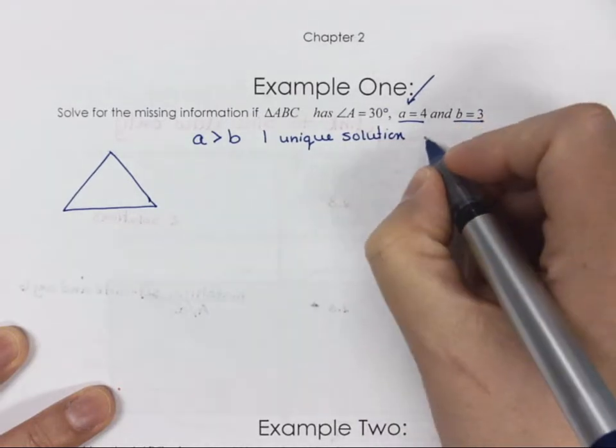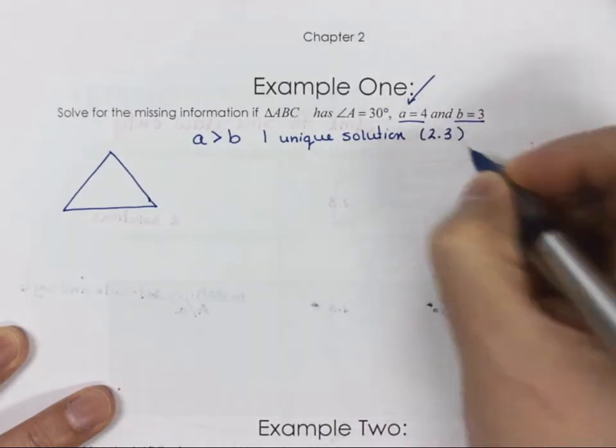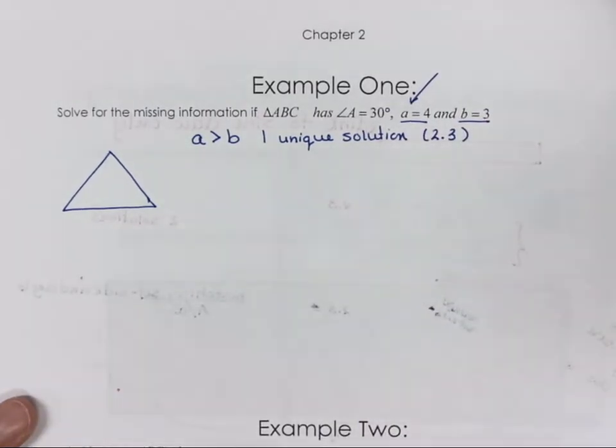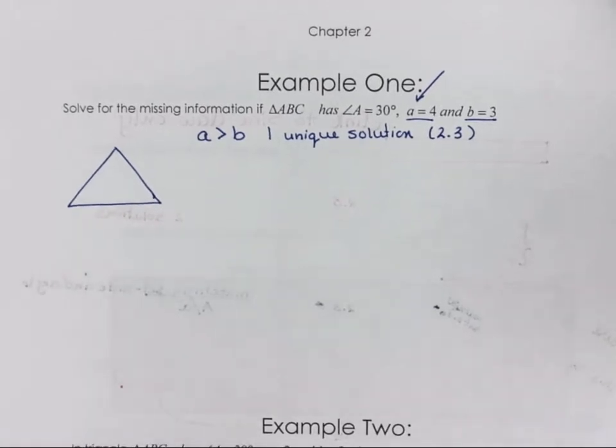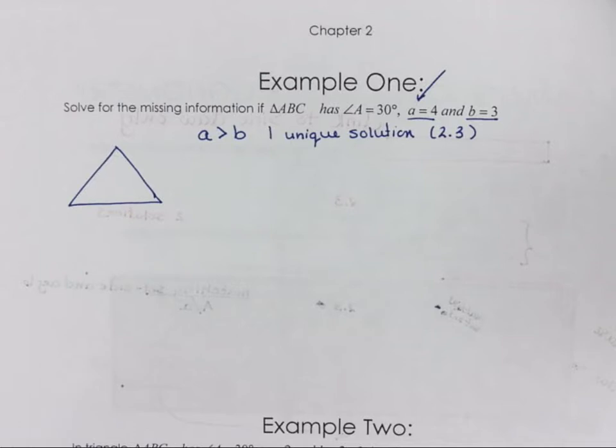So that means I'm going back to lesson 2.3. Everybody good with that? And that's really all I had to do. I just had to check my chart. That's exciting. So sometimes it's that easy, so we can go back to 2.3.